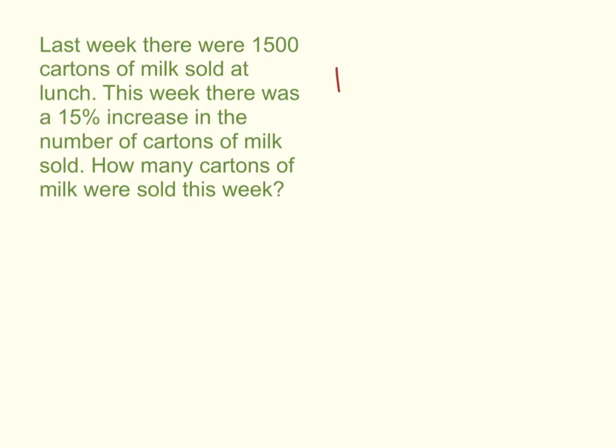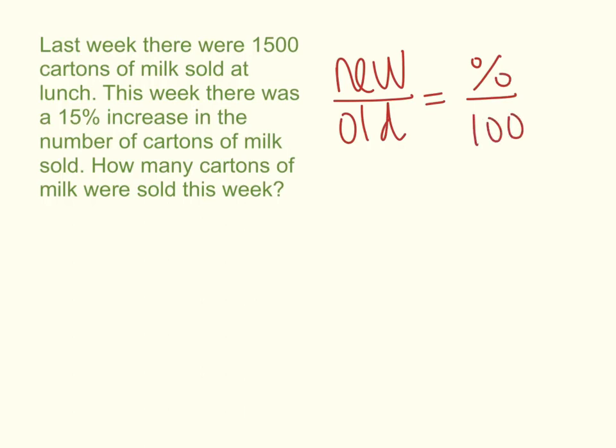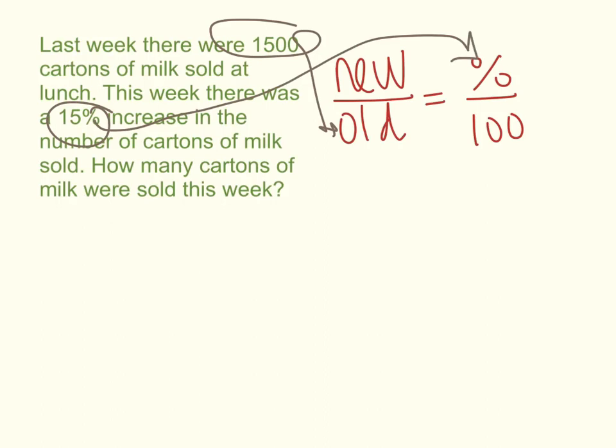This one makes most sense for us to think about as being our new amount compared to the old amount. And I'm still going to think about that, not so much x, but let's say percent out of 100. And let's underline what we might know. So last week, that seems like old information, there were 1,500 cartons of milk sold. This week, there was a 15% increase of cartons of milk sold. How many cartons of milk were sold this week? This week is going to be my new. So let's set this up.